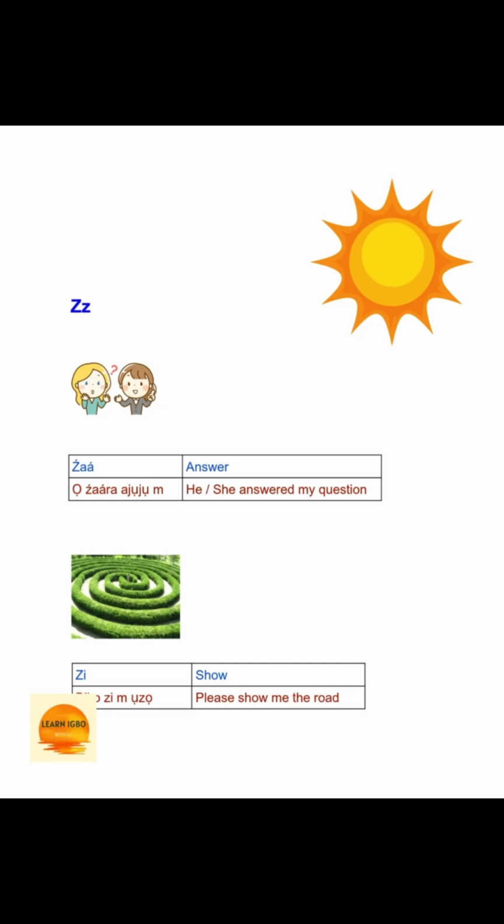Example number 2. Zi, to show. Used in phrase or sentence. Biko zim ụzọ. Please show me the road. Z, example, za. Z, example, zi. Ngwanụ, daalụ. Thank you.